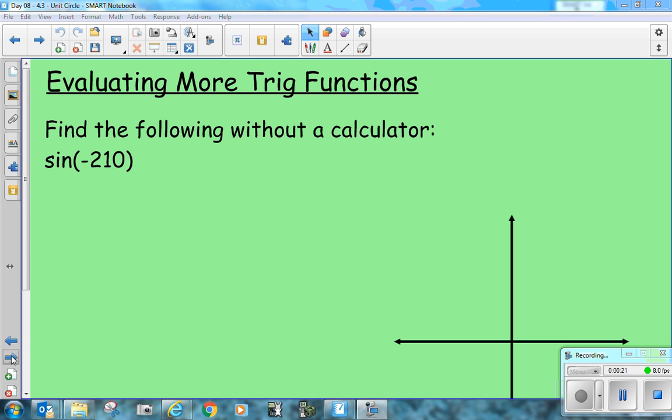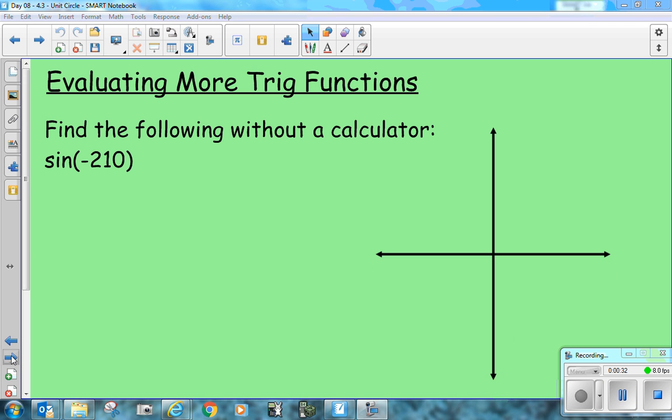Anyways, find the following without a calculator. So, sine of negative 210 degrees. So the first thing we're going to do is what?